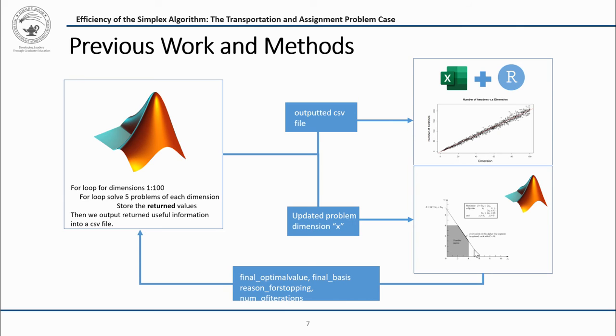And so that dimension x would be turned into x squared variables and 2 times x constraints. Our MATLAB script would then construct the assignment problem, solve it using our built-in function linprog from our optimization toolbox in MATLAB, and return useful information to us, such as the final optimal value that would allow us to see the impact of rearranging coefficients in our objective function, our final basis, which would be the variables that are used to obtain an optimal value, our reason for stopping, which allows us to see if Simplex successfully completed its procedure, and the number of iterations, which would be the path that Simplex takes.